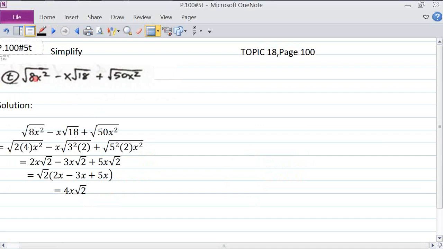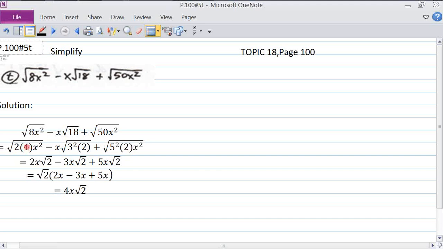Okay, here we have the square root of 8x squared minus x root 18 plus the square root of 50x squared. So again, what we try to do, instead of 8, I'm going to write 2 times 4. This is a perfect square. Instead of 18, I'm going to write 3 squared times 2. And instead of 50, I'm going to write 5 squared times 2. Probably here I should have written 2 squared to be consistent.